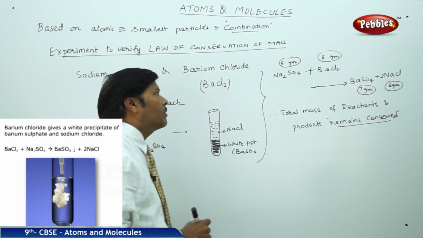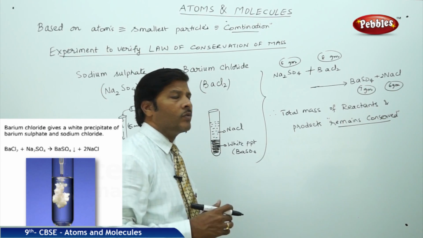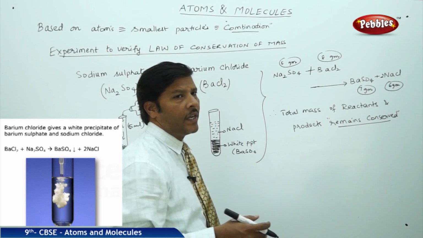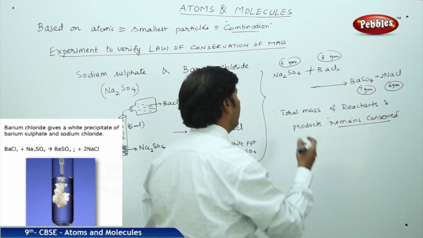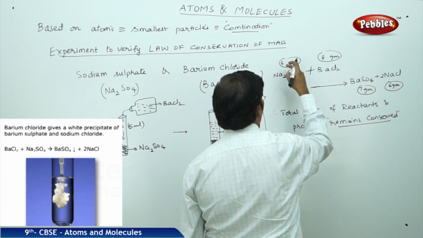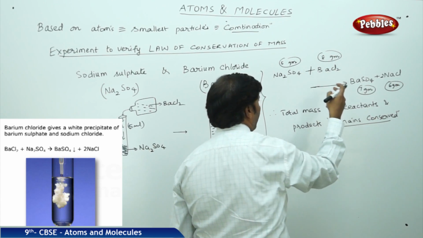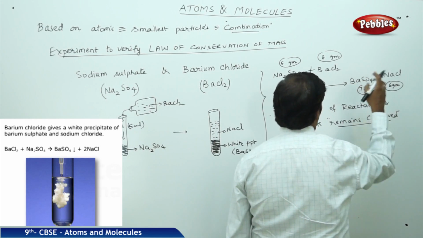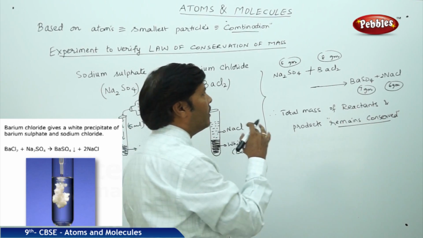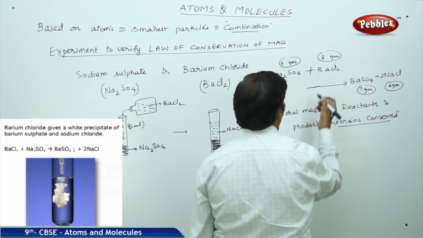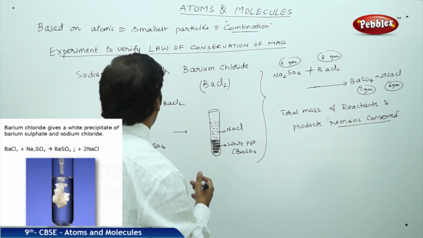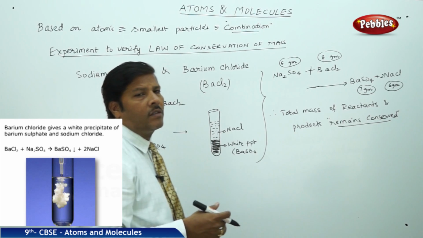So this experiment very clearly makes us understand how the mass is getting conserved in the case of reactants as well as products. Mind you, the weights we are taking, 5 grams of sodium sulfate and 8 grams of barium chloride, and again getting 7 grams of barium sulfate and 6 grams of sodium chloride, are just for our convenience. It is not to scale. So in this way we can experimentally prove and verify the law of conservation of mass.